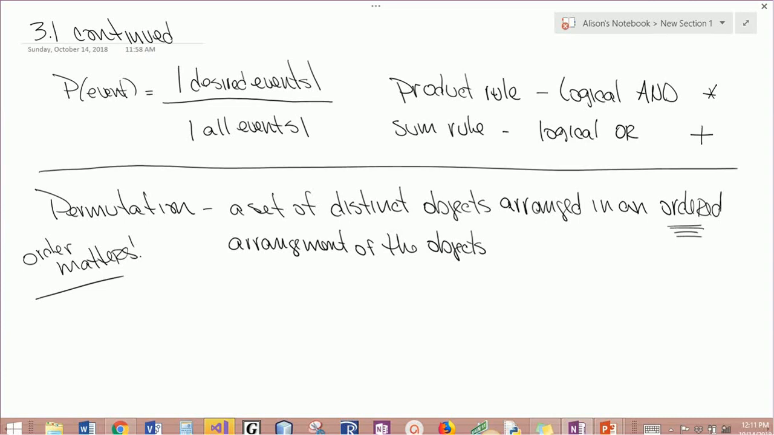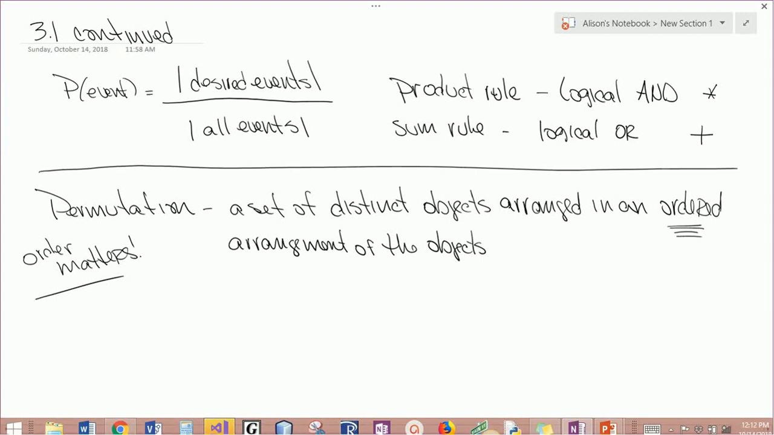Think of a license plate number. The order of the characters on the license plate matters. Your password, for that matter. The order of the characters in a password matters. 1, 2, 3 is not the same as 3, 2, 1. So when order matters, we're going to think to ourselves permutations.